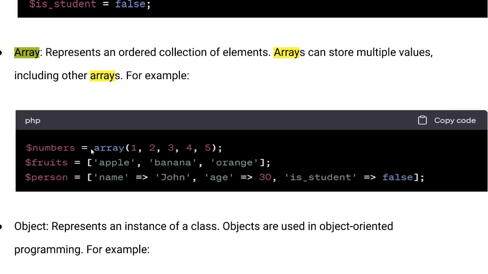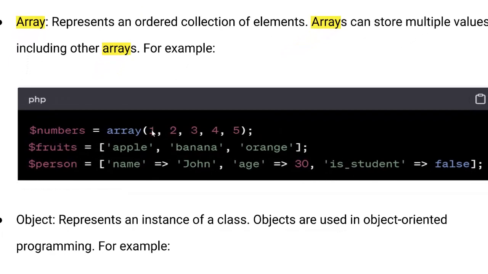For example, these numbers, 1 to 5. We store them into a variable numbers, but this variable numbers is an array. But how do we identify each element? We identify each element based on the index, the position of that element in the array. The first one is in position 1, even though in an array we start counting from position 0. So this is the first element, index 0, index 1, index 2, 3, and index 4.